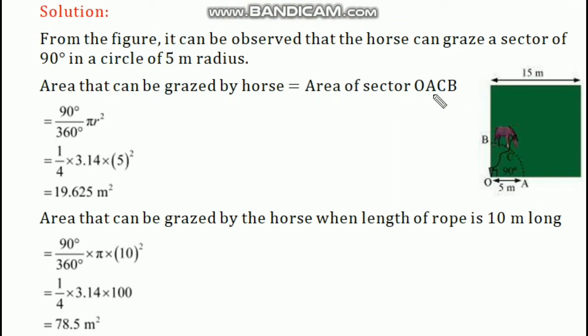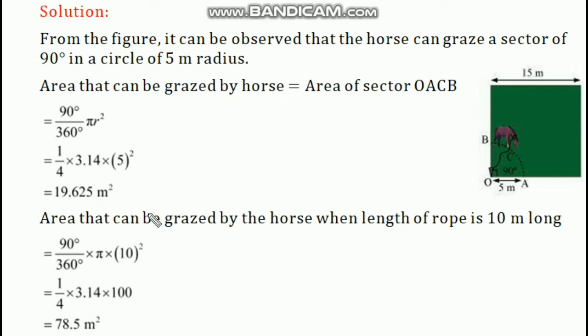So we know from the figure, as we already discussed, this is 90 degrees. At the same time, the length of the rope is 5 meters, so that means the radius of the circle is 5 meters. Okay, so the area of sector OACB, where C is the length of arc, is theta by 360 into pi r squared. So theta is 90 by 360 and r is 5. Substitute and simplify, then we'll get 19.625 meter square.